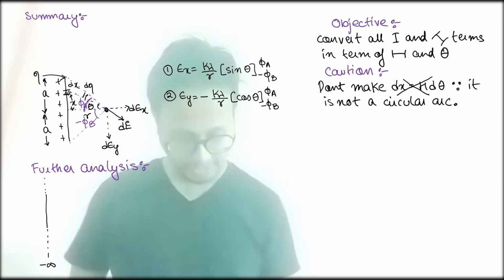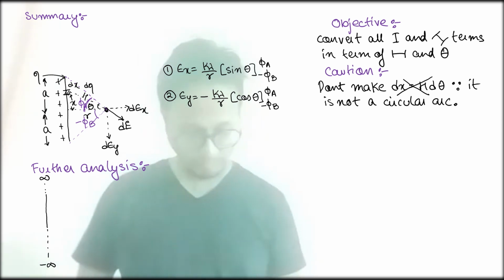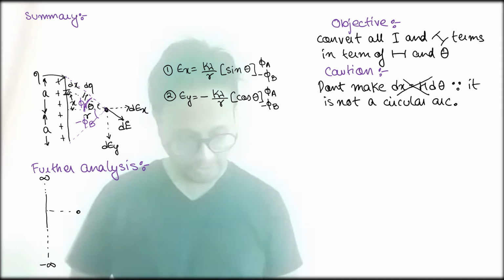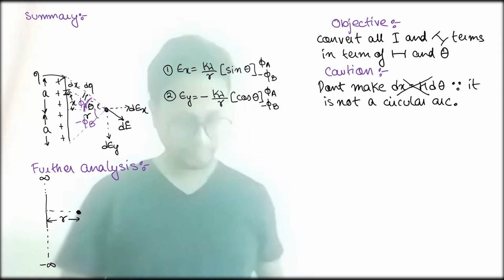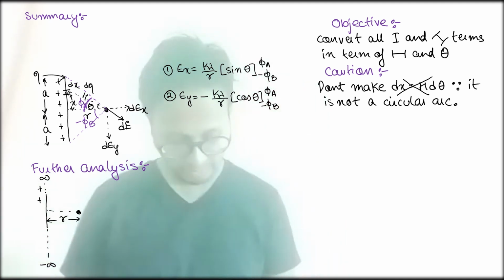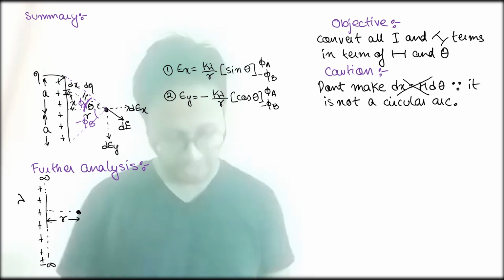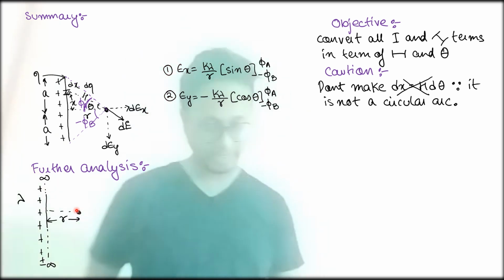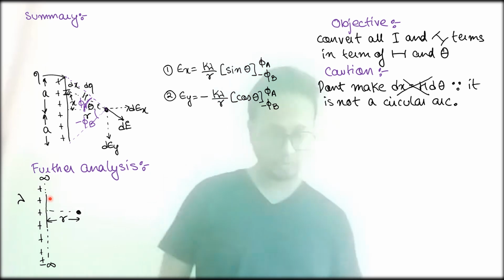From minus infinity to infinity. What is the value of electric field at distance r from the wire? A charged rod of infinite length and lambda charge density. What is the electric field at this point? So how do you solve?